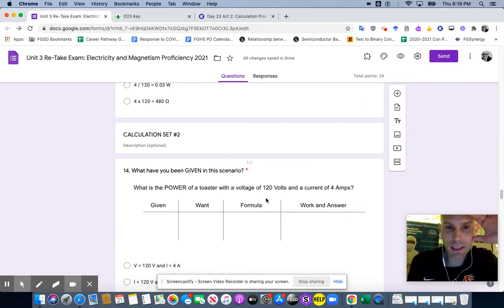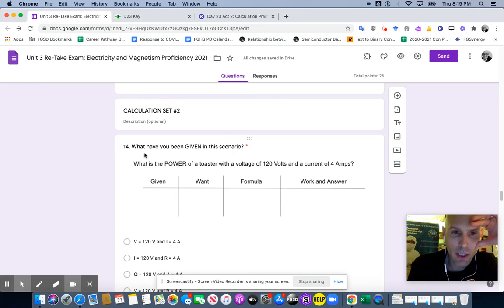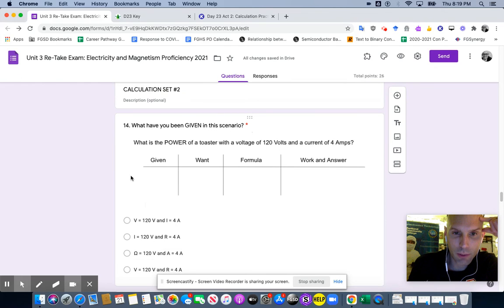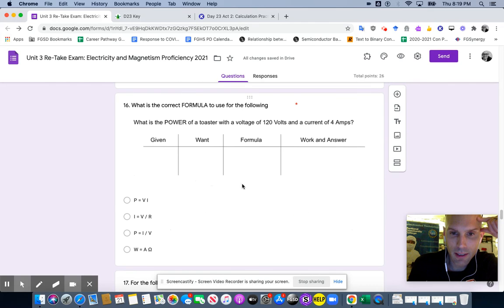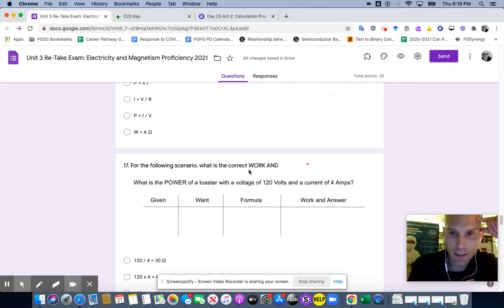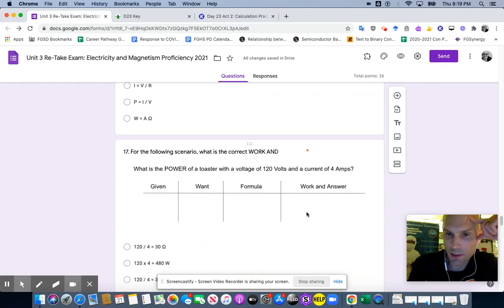Similar process for calculation set number 2. What have you been given in this scenario? There's a new scenario here, similar, but a little bit different. What is the power of a toaster with a voltage of 120 volts and the current of 4 amps? Okay, so question 14, what have you been given? 15, what do you want? 16, what's the formula? And finally, 17, what's the work and answer?